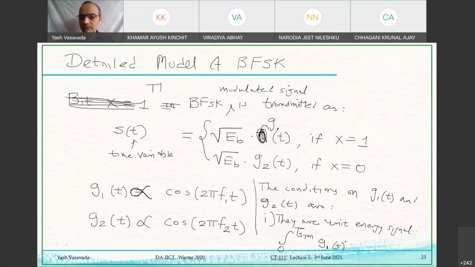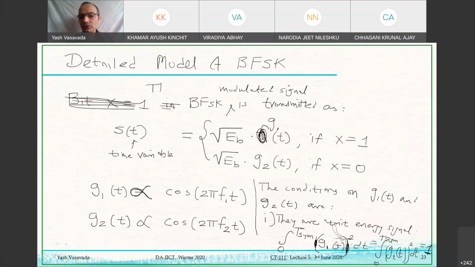G1 of t magnitude squared. I don't need the magnitude sign, because I'm squaring it, I don't need to take absolute. Squaring operation will always do that. So integral of G1 of t squared dt should be equal to the integral from 0 to T-sim of G2 of t whole squared dt. This should be equal to 1. That is what I mean by unit energy. When I do this integration, I am calculating the energy of each of these waveforms. And the one condition is that there should be unit energy.